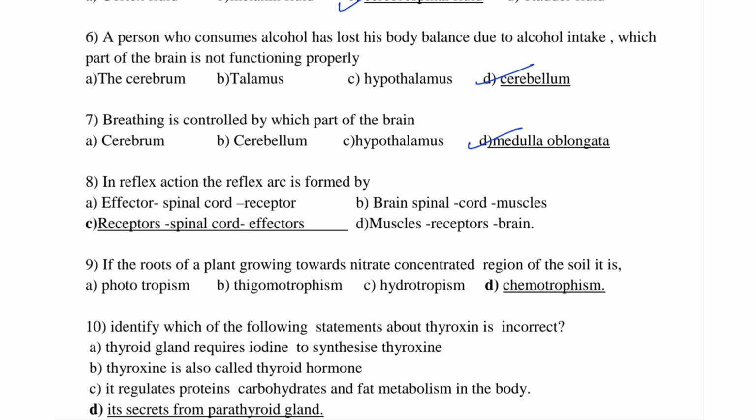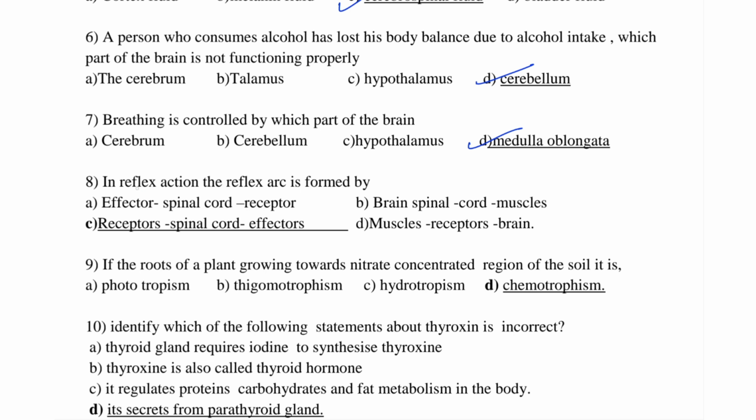Question number 8. In reflex action, the reflex arc is formed by option A, effector, spinal cord, receptor. Option B, brain, spinal cord, muscles. Option C, receptors, spinal cord, effectors. Option D, muscles, receptor, brain.